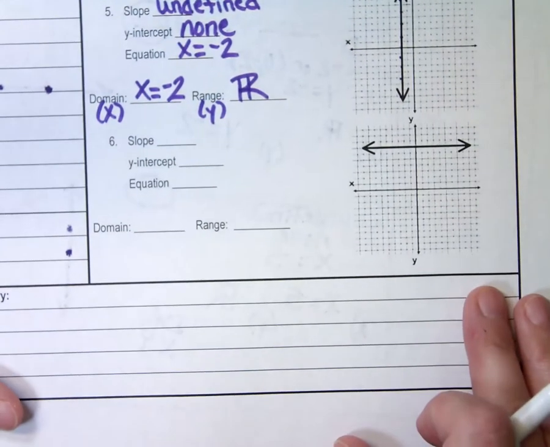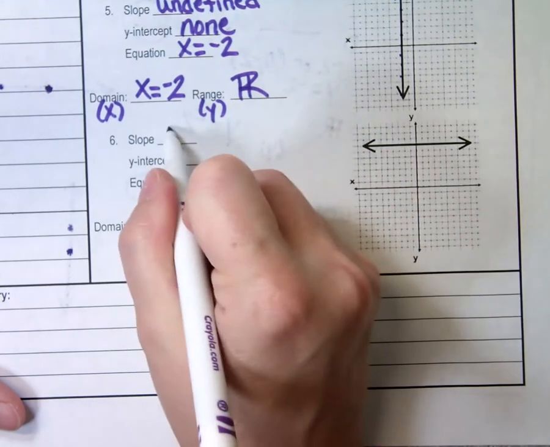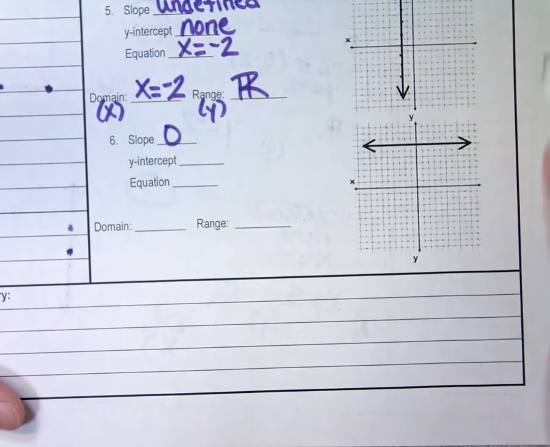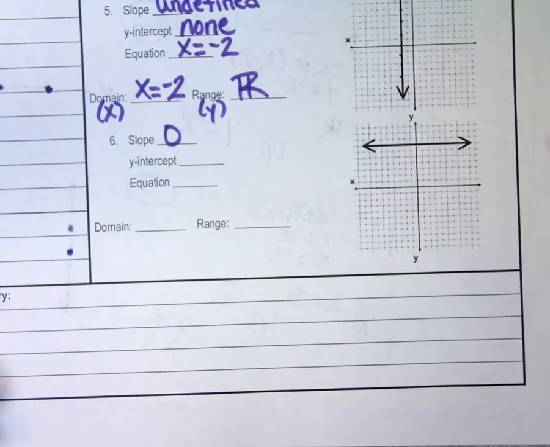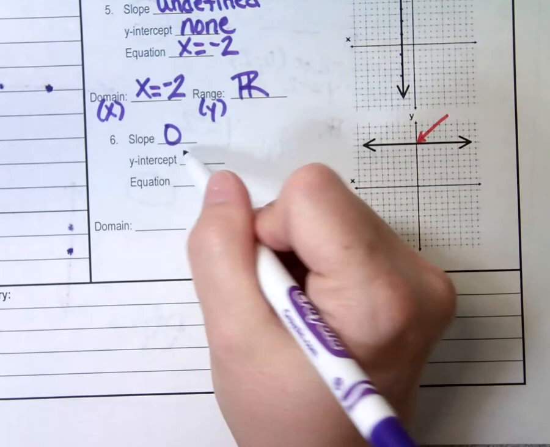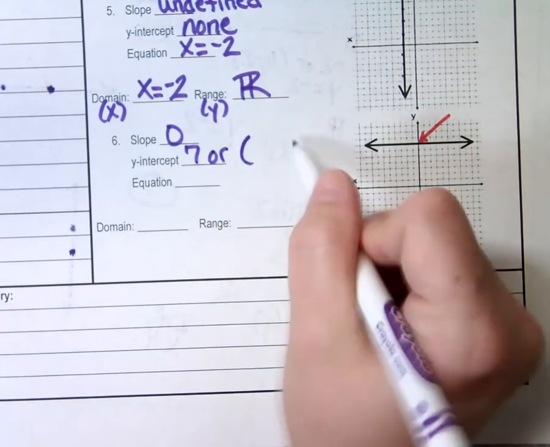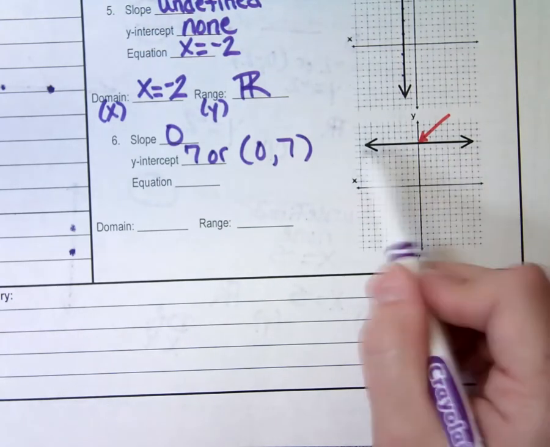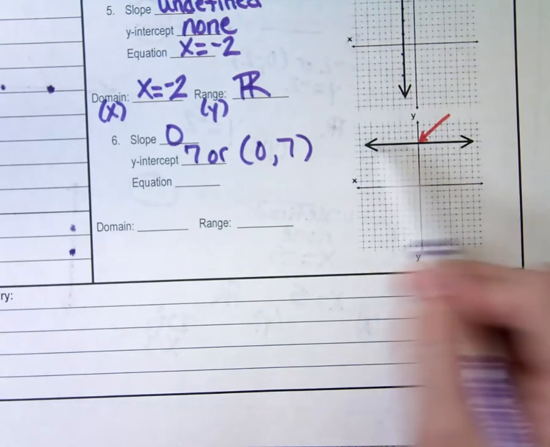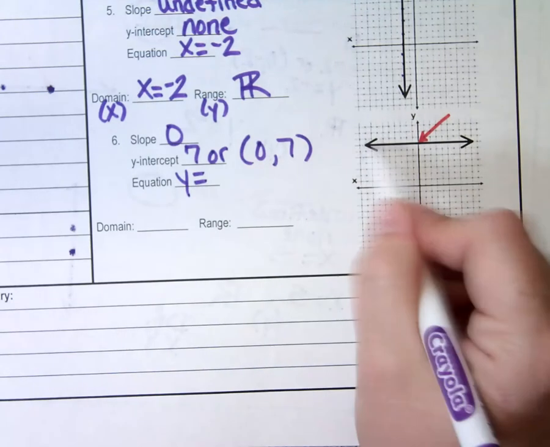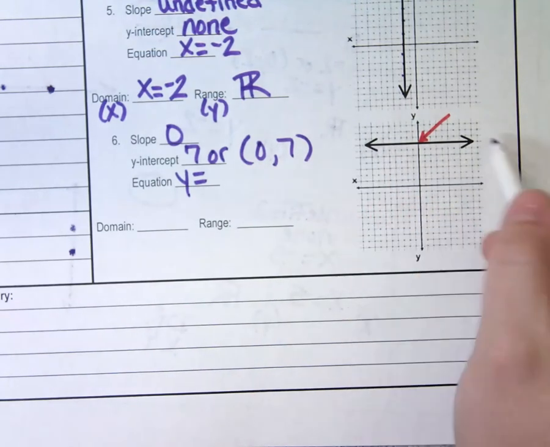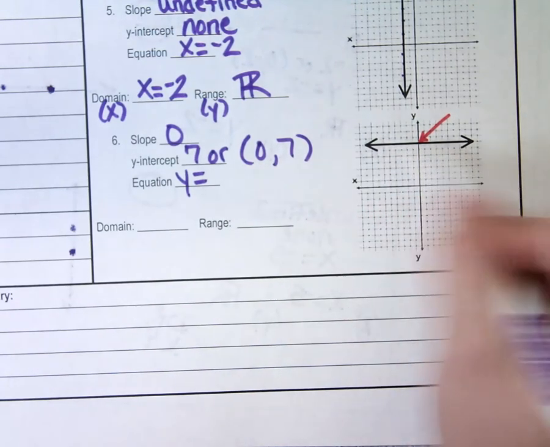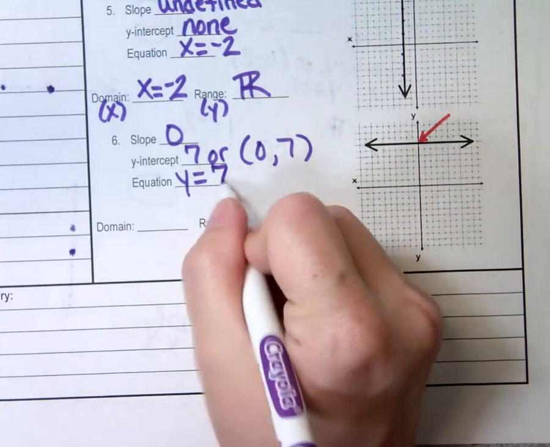And our last one, we're almost there. What is the slope of number 6? The slope is 0. What is its y-intercept? Where does it touch or cross the y-axis? How much is that? 7. Let's write it as an ordered pair. 0, 7. Okay, all horizontal lines have an equation of y equals. That's because they only cross the y-axis. And everywhere on this line, our y has a value of 7.